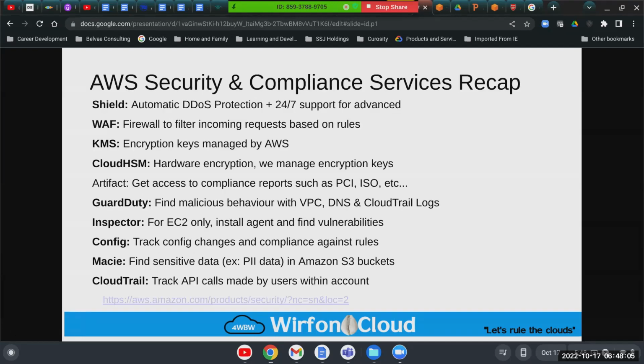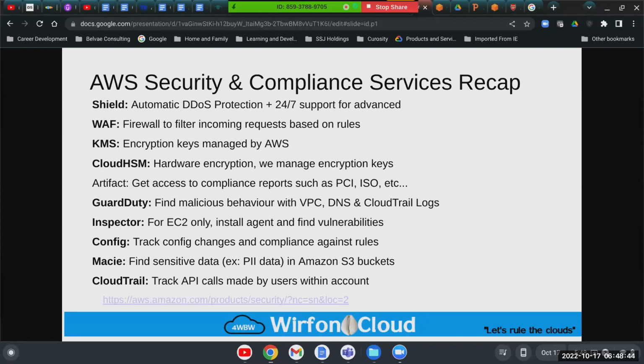So just to recap all the services that we covered today: we did Amazon Shield, which provides us with DDoS protection. We did the WAF, which provides us with firewall filtering. We did KMS, which provides protection of our data at rest. When our data is at rest, we use KMS, which AWS will manage for us. If we want to protect data at rest with encryption where the customer wants to manage it themselves, they can use CloudHSM, right?